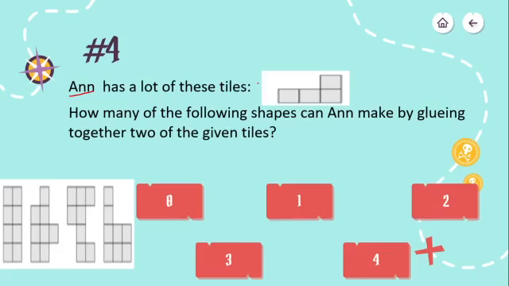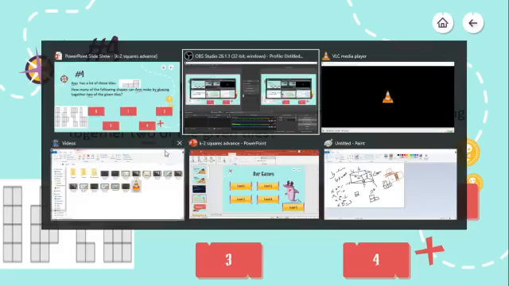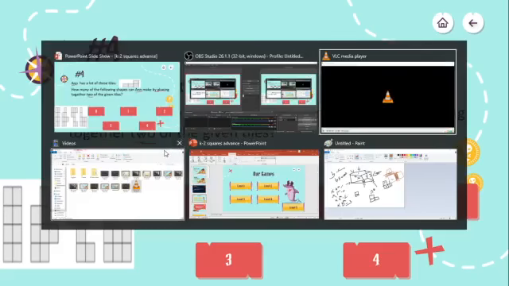Okay, do you all understand the question? I will read it once again. Anne has a lot of these tiles. How many of the following shapes can Anne make by gluing together two of the given tiles? Two of the given tiles. I will now explain it to you.